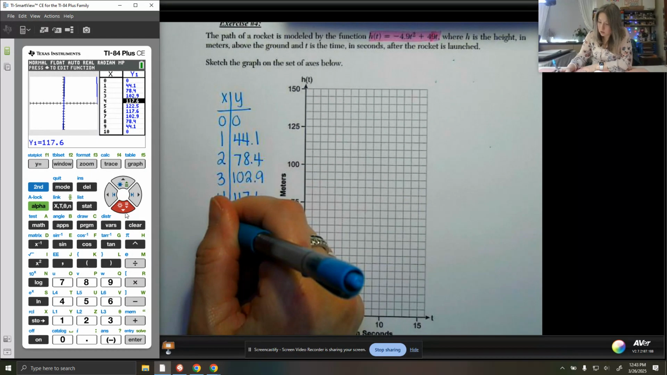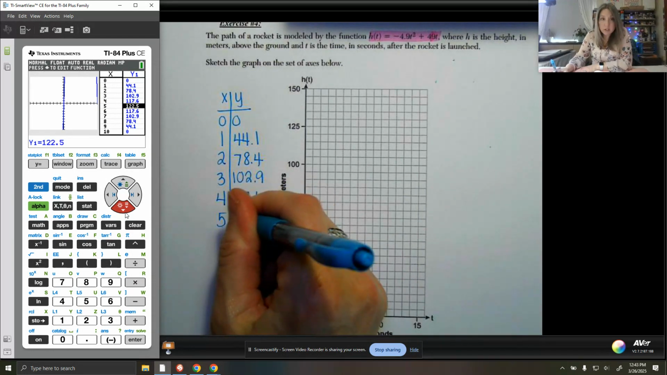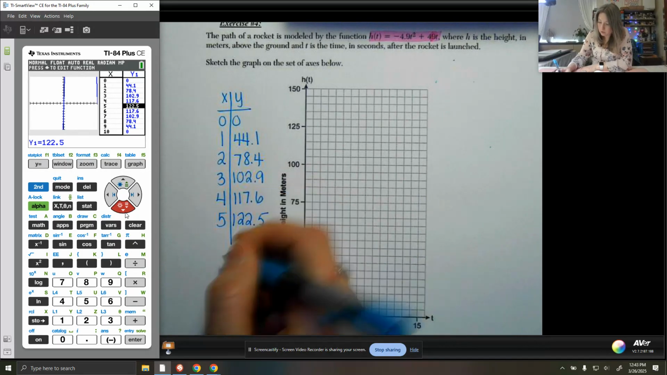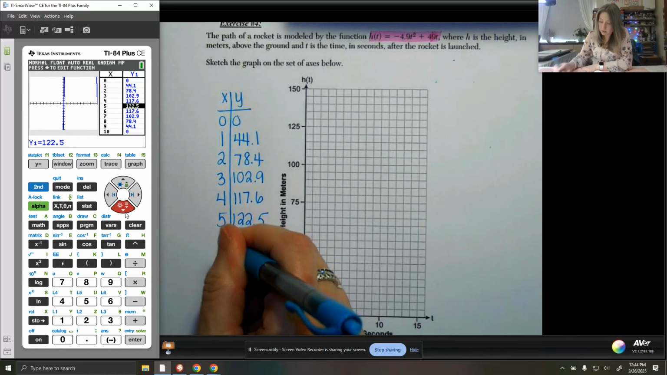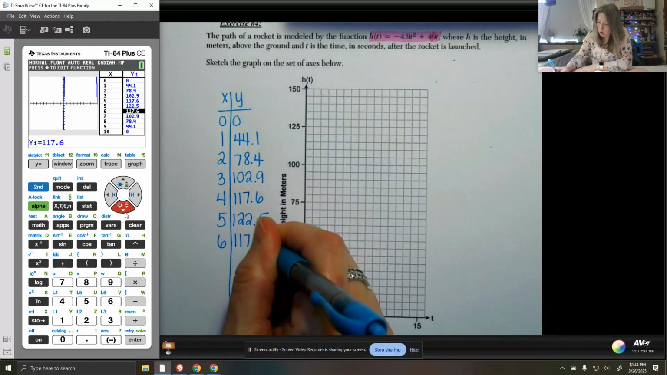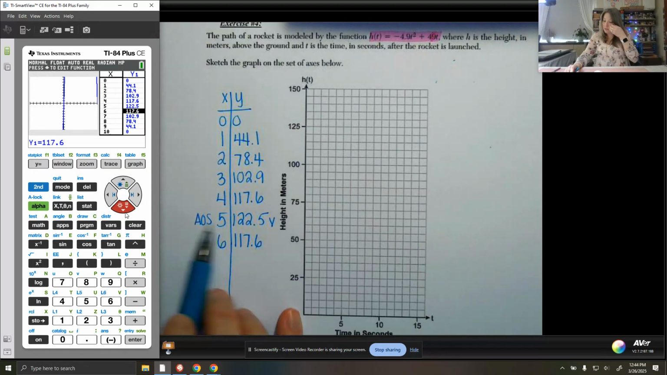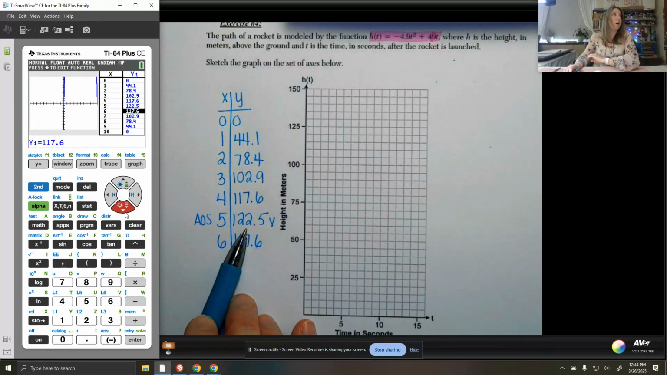117.6, 5 seconds. 122.5. 6 seconds. Oh, look at this. Well, we found our axis of symmetry and vertex. So it took 5 seconds to get to my maximum height of 122.5 feet in the air.